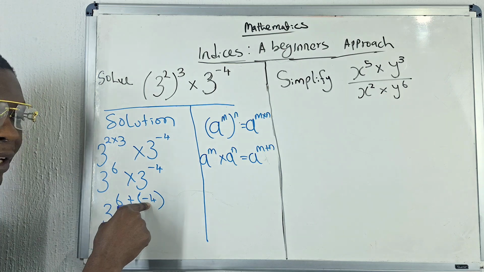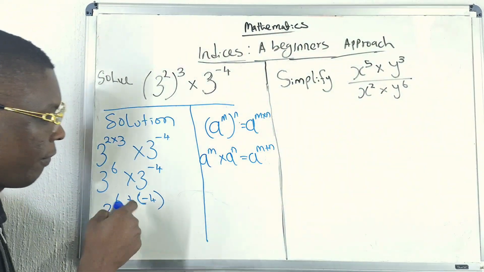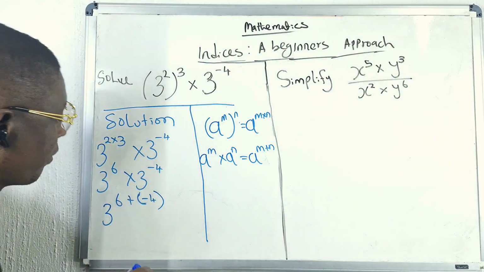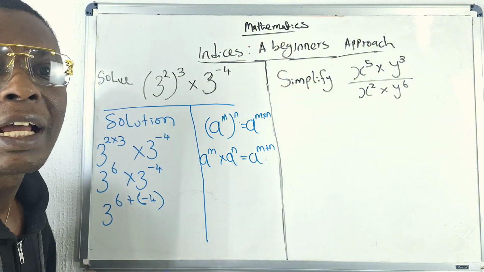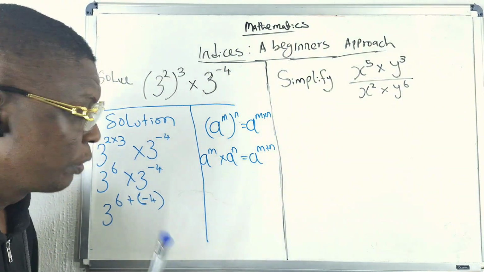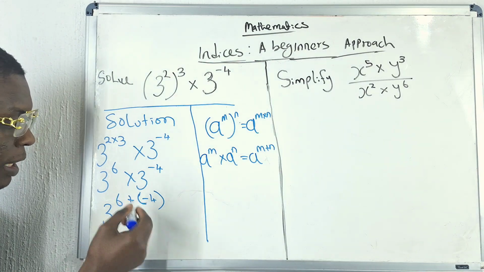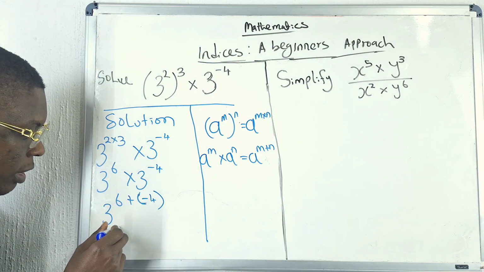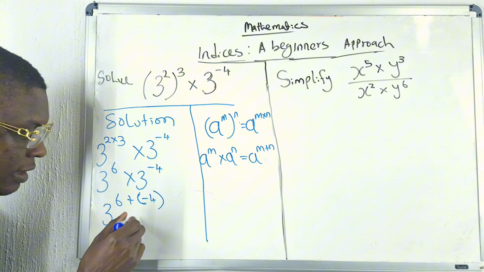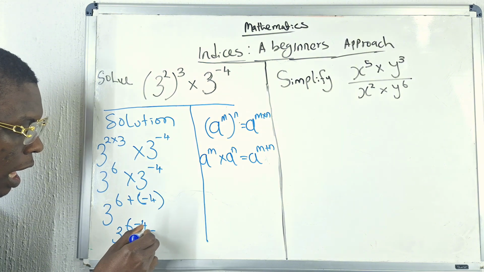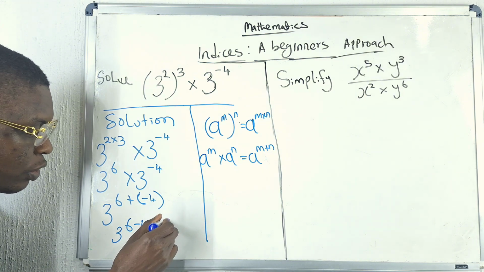Now plus times minus is what? Minus. There's a way we normally remember it. We say the friend of my enemy is my enemy, although it's not true, but that is how we used to remember it. So solving this further, plus times minus becomes minus. This will take us to 3 raised to power 6 minus 4, and this will be 3 raised to power 2.